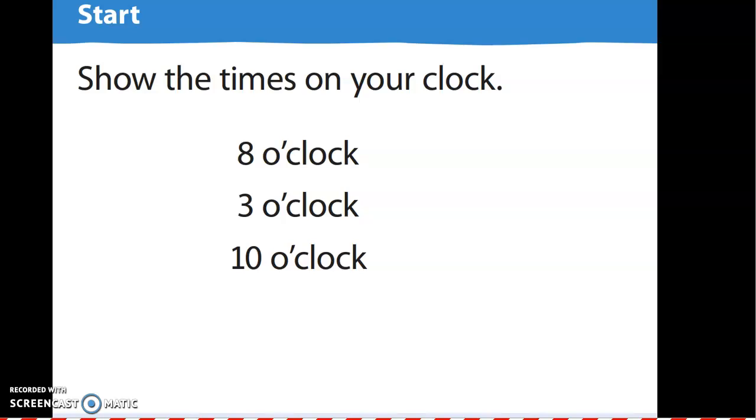Remember that if the time says o'clock, the minute hand is always at the exact same spot. Okay? It's always at the exact same spot. For any o'clock time, the minute hand is always pointing to the 12. That is the new hour. And so when the new hour is starting, we say it's o'clock. So it can be 1 o'clock, 2 o'clock, 3 o'clock, 4 o'clock, 5 o'clock, 6 o'clock, 7 o'clock, 8 o'clock, 9 o'clock, 10 o'clock, 11 o'clock, 12 o'clock. All of those o'clocks, the minute hand is always facing the 12.